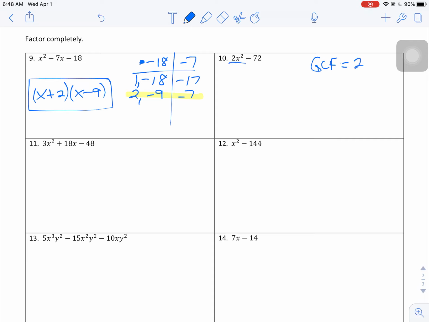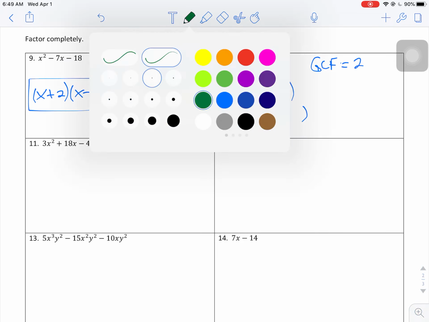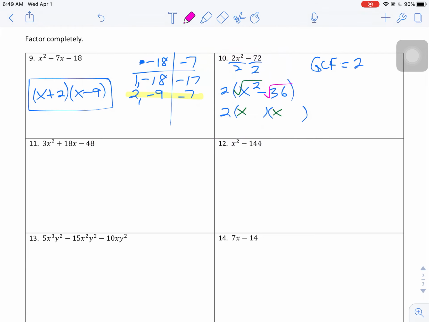Number 10, GCF is 2. So if there's a greatest common factor, you always want to divide that out first. And then looking at my leftovers, it's only 2 terms and it's subtraction. So it's going to be the difference of 2 perfect squares. So I want to do square root of x squared is x. Square root of 36 is 6. Make one positive, make one negative.